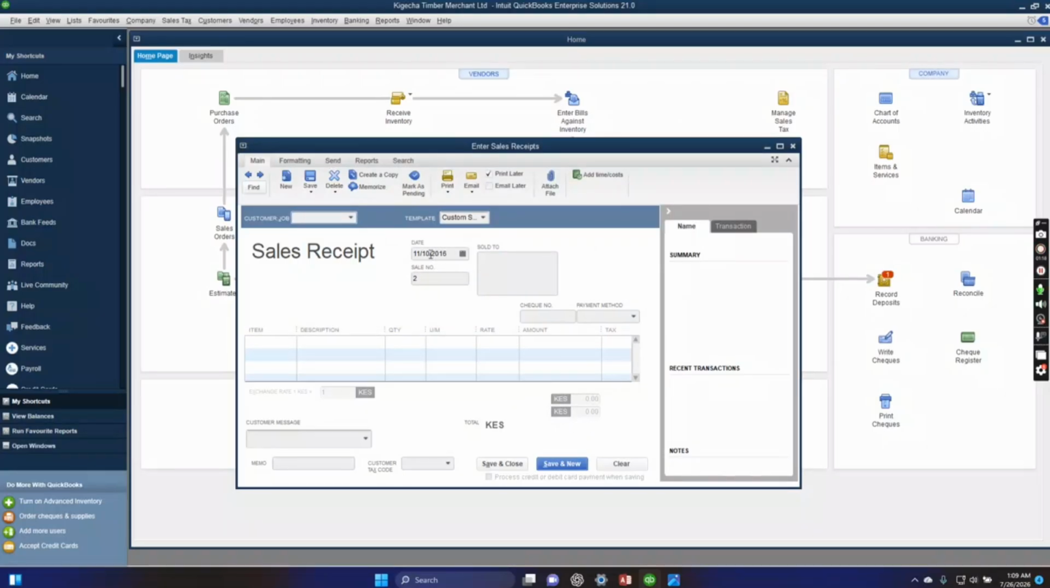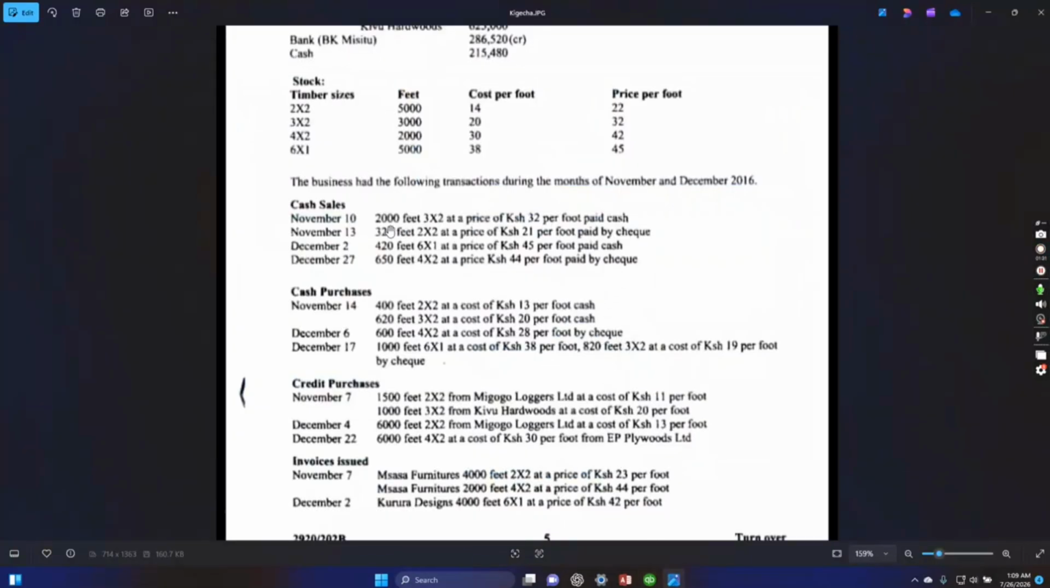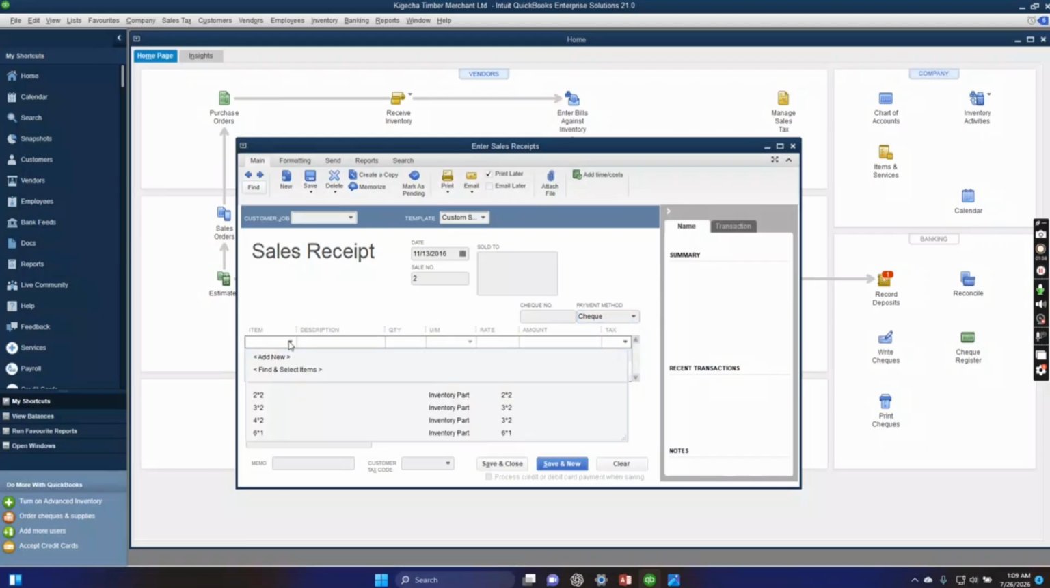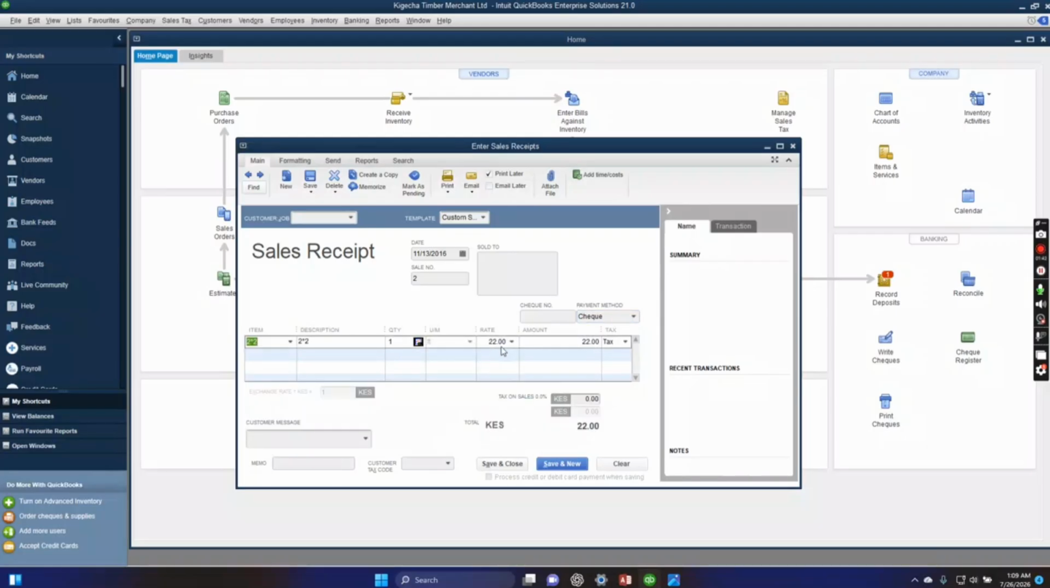Then on this date, on date 13, we had these ones. We paid through check. Then 320 feet 2 by 2 cost 21. 2 by 2 cost was 21, so we change it. Then the quantity was 320. Then we save and new.